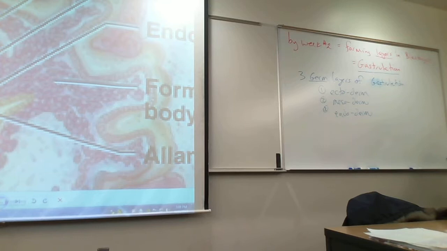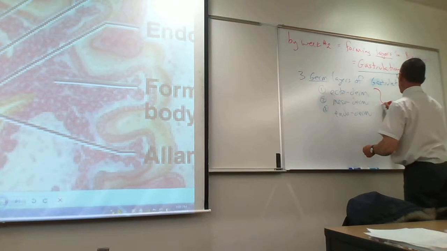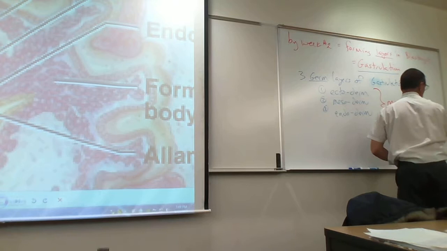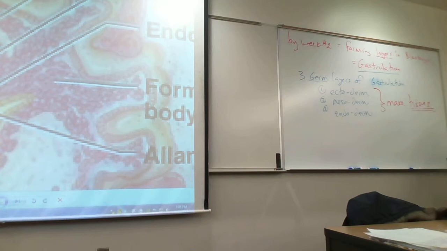These are germ layers. What are they going to do? They're going to make tissues. They're going to form tissues. So go back to the first day of 231. Remember then? Right. Remember the hierarchy? Cells make what?